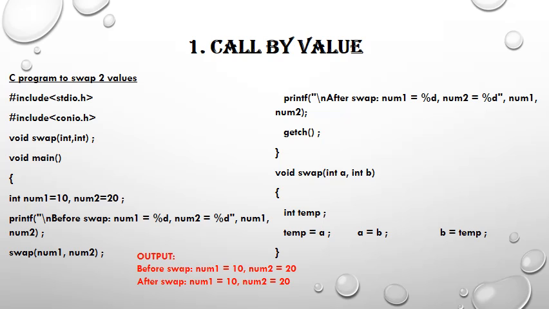So what could be the reason? So num1 is equal to 10 and num2 was equal to 20 before swapping, and even after swapping the values remain the same. They have not been swapped. The reason is this method is called by value method, where only the values are passed. Right? When the values are passed, the values get copied.